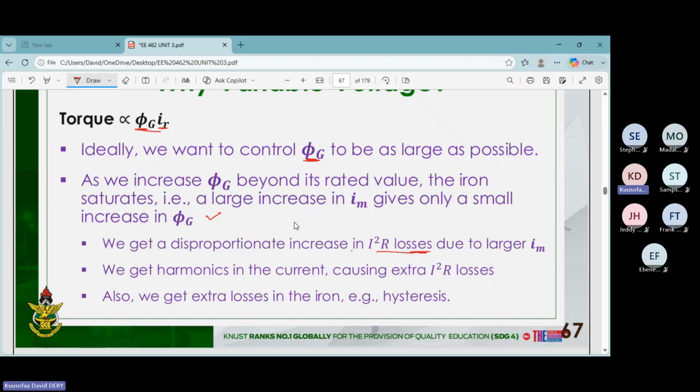Because the core is saturated, there will be harmonic components introduced because of the saturation of the core. So that will bring in harmonic current. That current is not useful. So that will increase the I squared R losses too. And we also get extra losses in the iron, because of the harmonics. They are at higher frequencies. If they are higher frequencies, that will increase the iron losses, because we know that the eddy current and hysteresis losses depend on the frequency. So if there are harmonics, they also increase the iron loss.